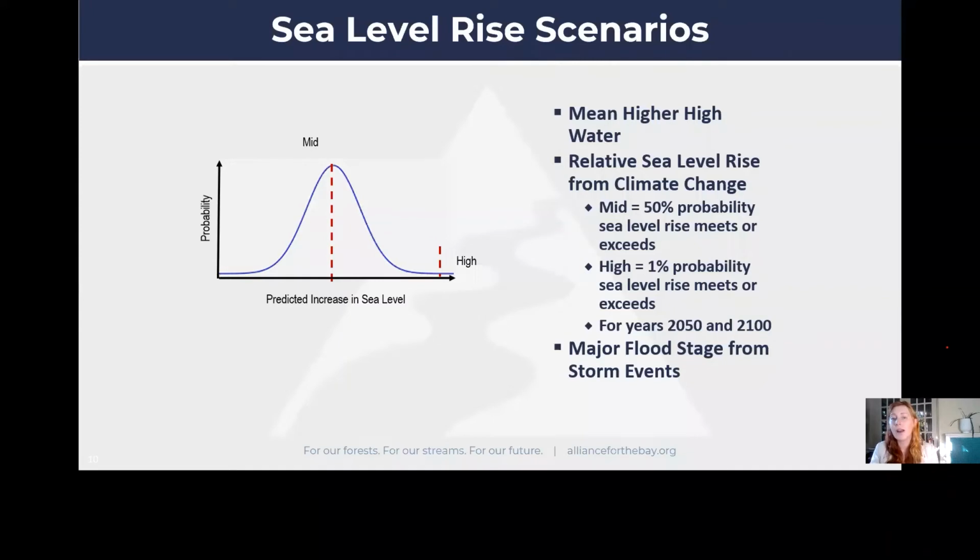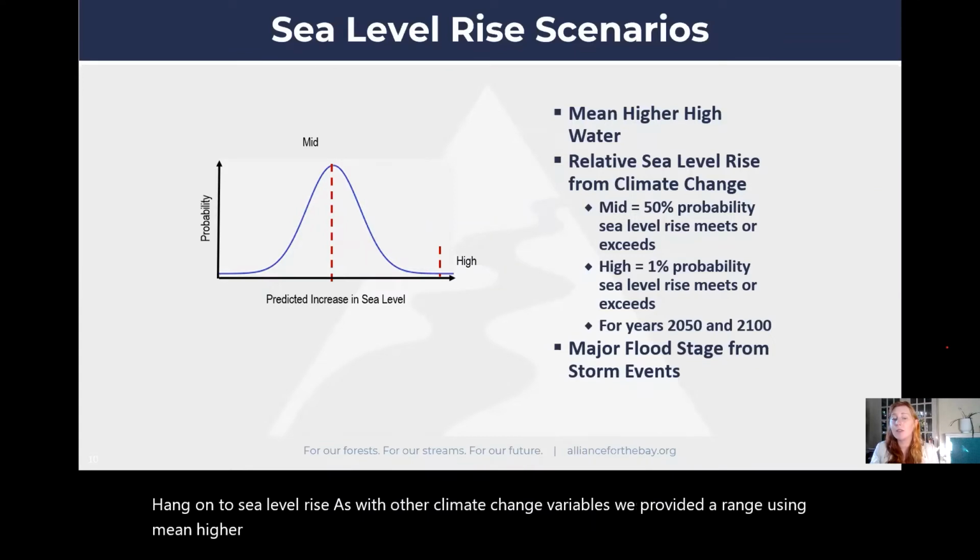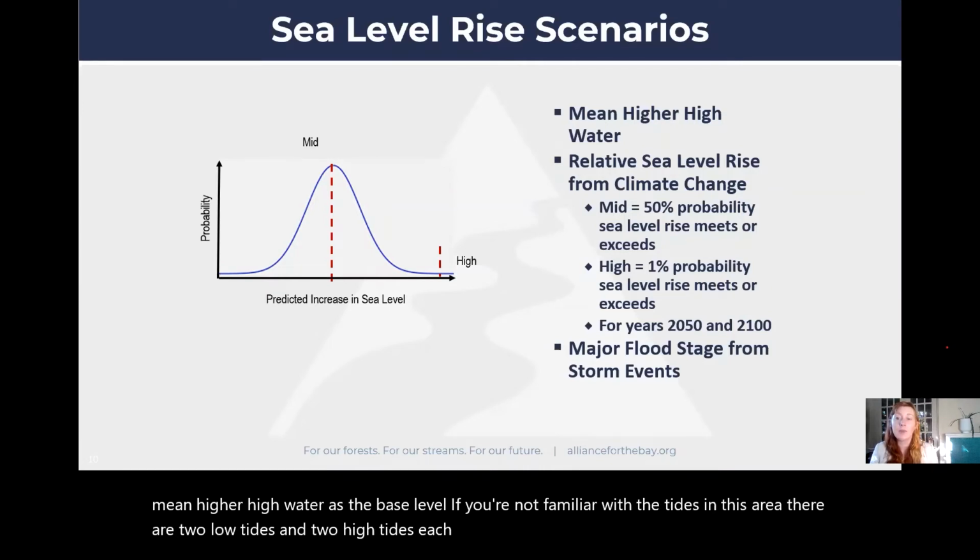Moving on to sea level rise, as with other climate change variables, we provided a range using mean higher high water as the base level. If you're not familiar with the tides in this area, there are 2 low tides and 2 high tides each day. We're using the highest of the high tides, mean higher high water.